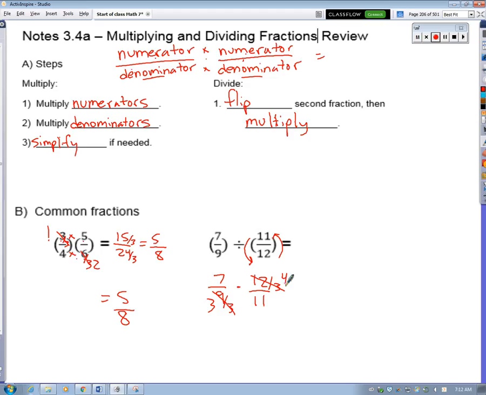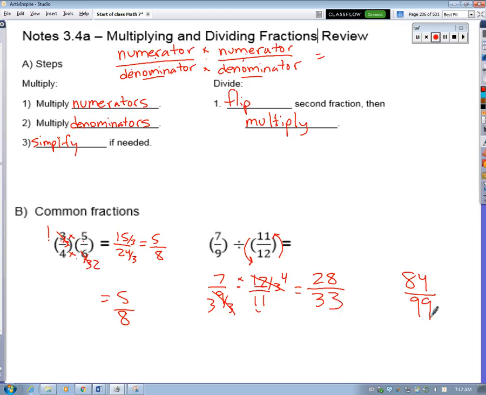Alright, so I've got 7 times 4 equals 28, and 3 times 11 equals 33. Now that's kind of a big fraction, but that's as far as we can simplify it down. If I just work this across, 7 times 12 and 9 times 11, I would have gotten 84 over 99. Okay? Now that's a correct fraction, but it can be simplified.